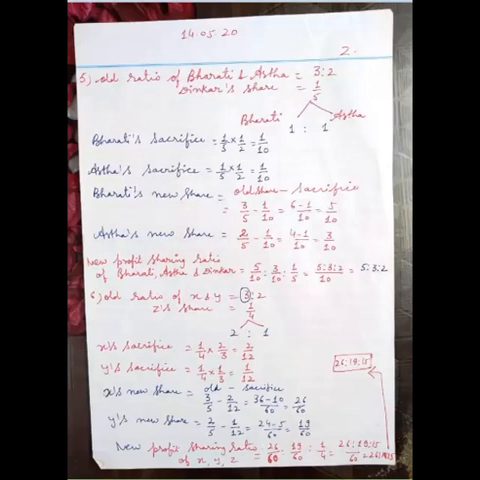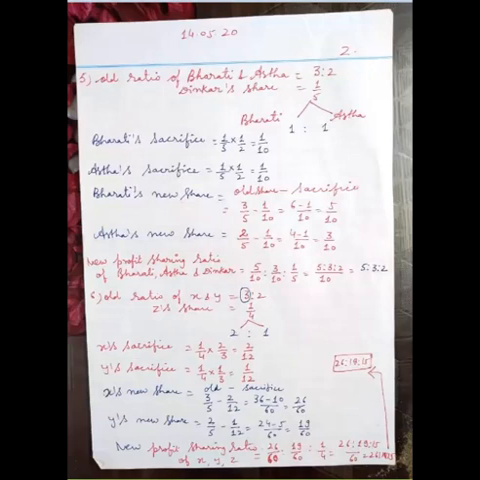So X's new share is old minus sacrifice. His old share is 3/5 minus sacrifice 2/12. 3/5 minus 2/12 is equal to 36 minus 10, 26 upon 60, you will get. Okay. Y's new share is old minus sacrifice. Y's old share 2/5 minus his sacrifice 1/12. If you subtract it, you will get 19 upon 60.